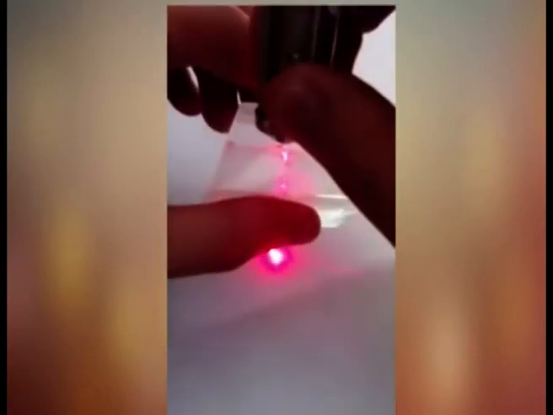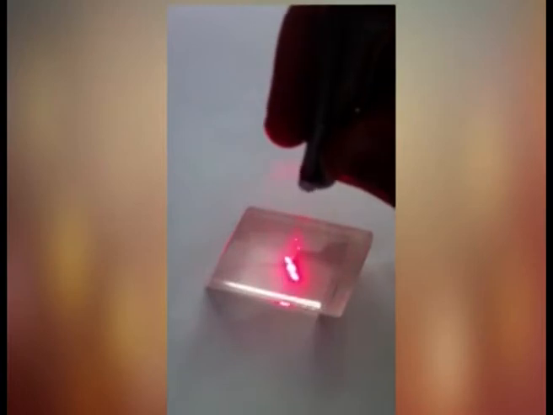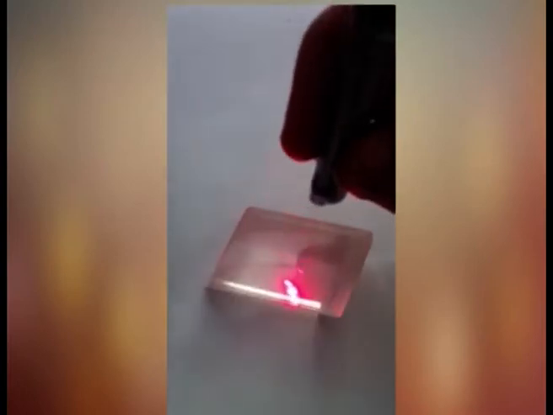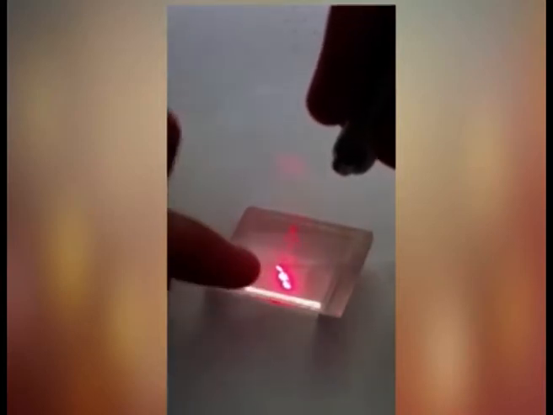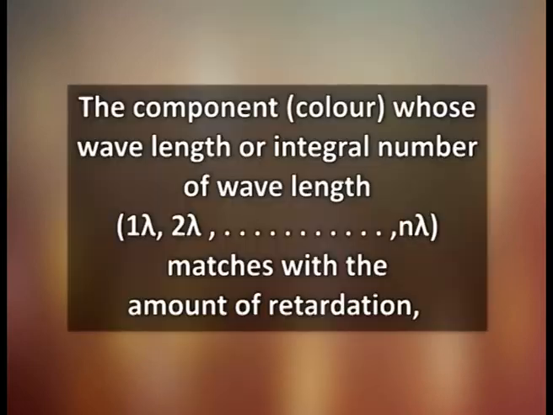When these two sets of rays vibrating at right angles to each other have a certain path difference, they enter the analyzer and are resolved into the vibration directions of the analyzer, and they interfere with each other. In this process, some components are extinguished while certain other components are enhanced. The component or color whose wavelength, or integral number of wavelengths, lambda 1, lambda 2 to lambda n, matches with the amount of retardation.